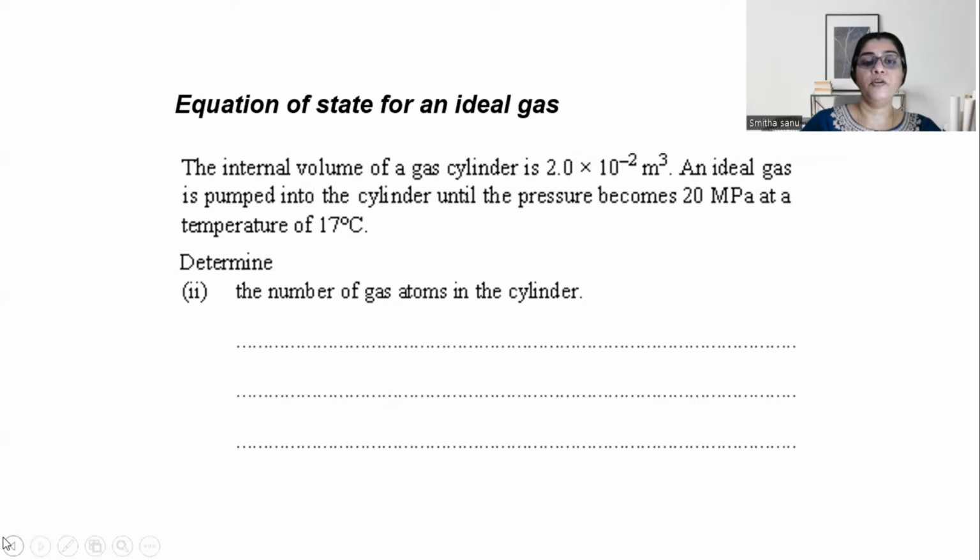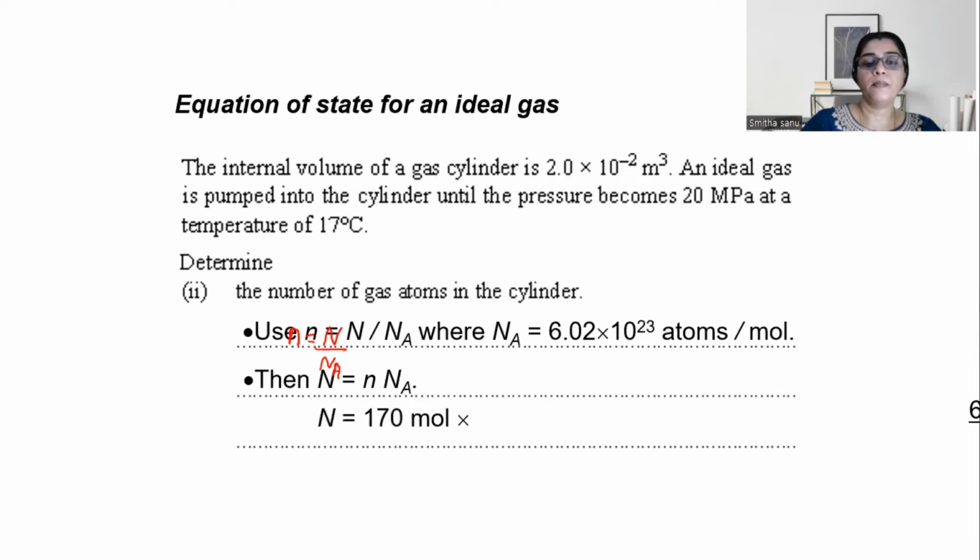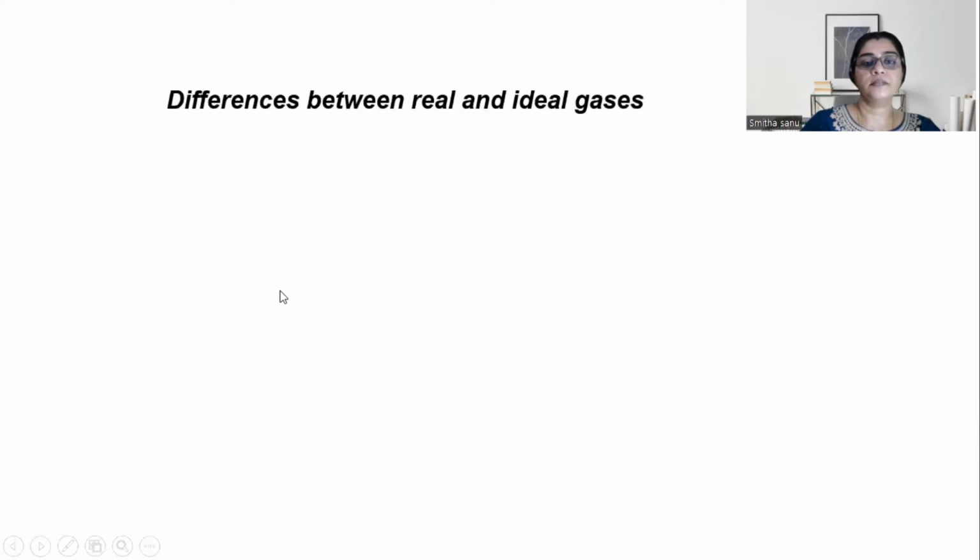Next, find the number of gas atoms in the cylinder. You know the relation: the number of gas atoms N is related to the Avogadro constant. On rearranging, we get N is small n times NA, which gives you 1 times 10 to the power 26 atoms.